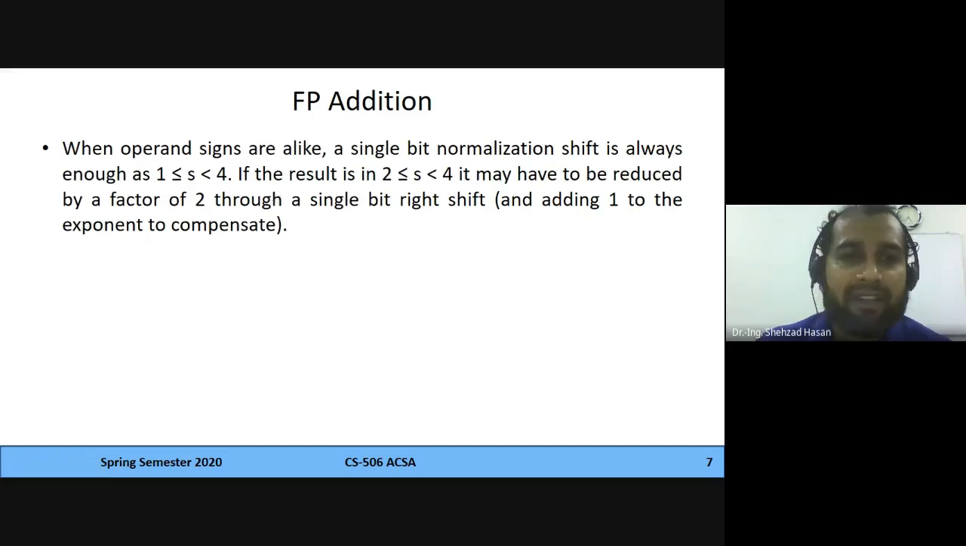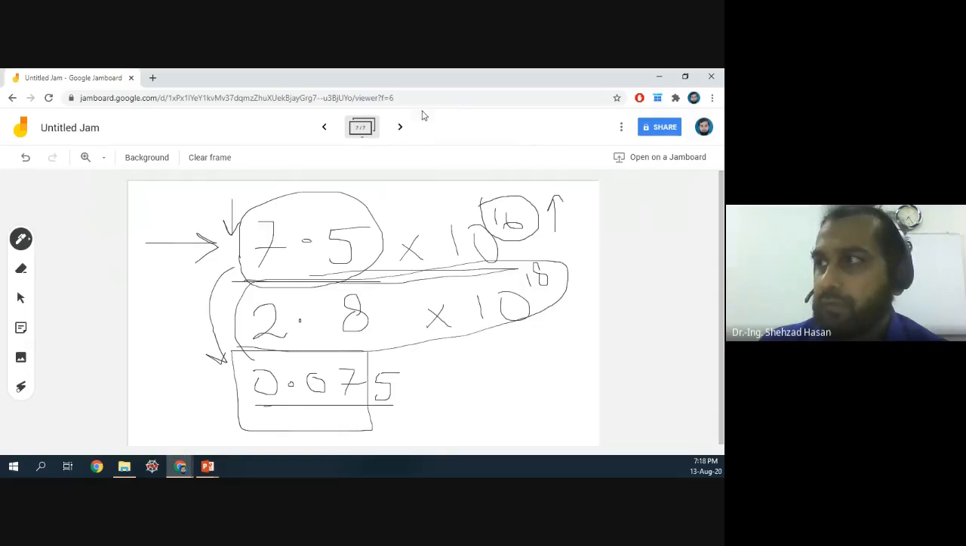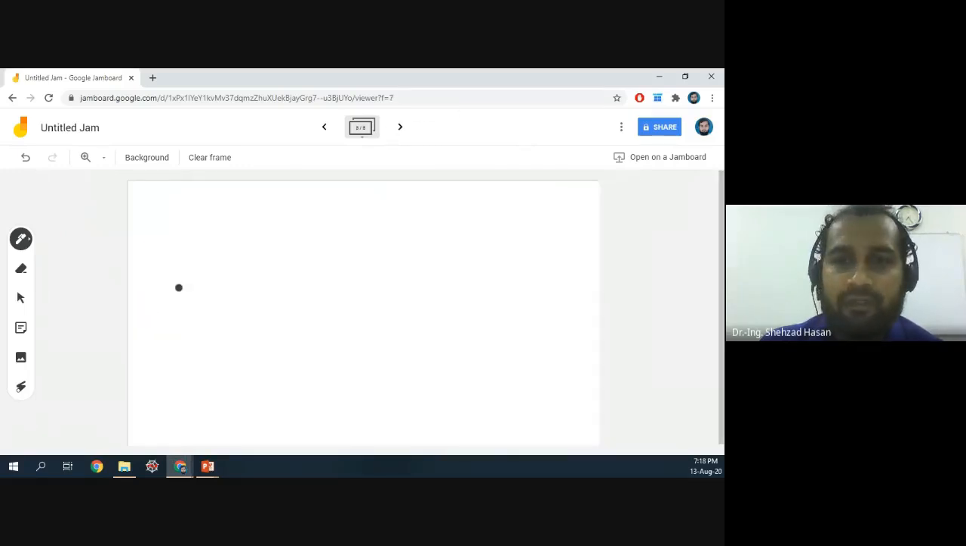So when operand signs are alike, a single bit normalization shift is always enough, as the result is going to come within the space of 1 to 4, right? So when we have floating point numbers, we say there is always going to be a single 1 before the decimal point. So this means that the minimum possible value that you're going to have for a significand is going to be 1, and the maximum possible value that you can have is 2.